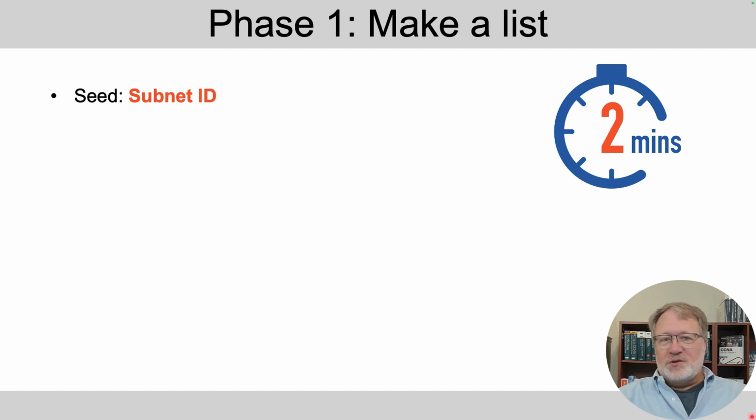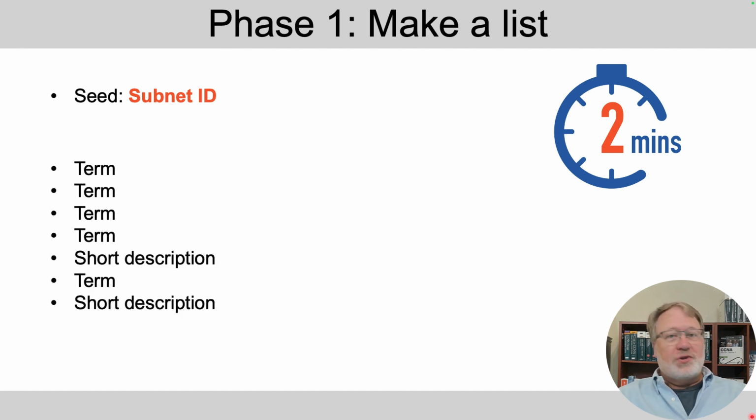The seed term for this one is Subnet ID. So you start out making a list of every other term that comes to mind. And if you can think of an idea and you can't think of a related term, just write down as short a description as you can. I'll give you 5 seconds to stop and go off and do that. 2 minutes at most.